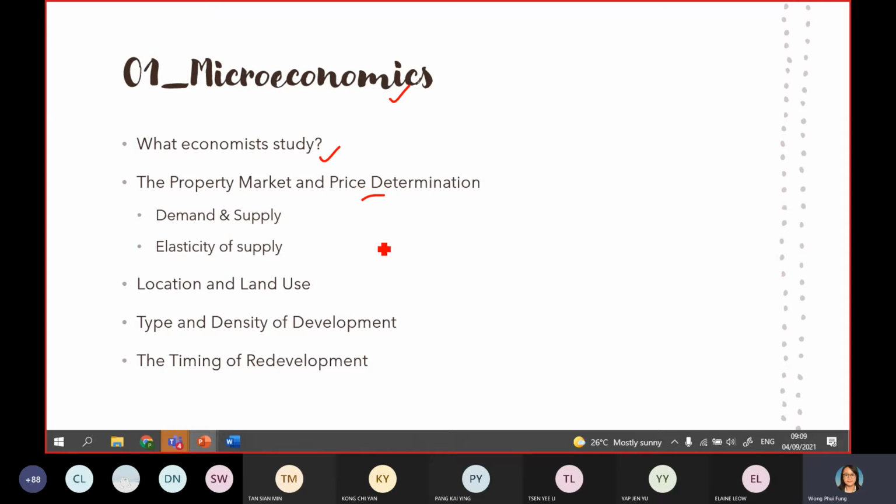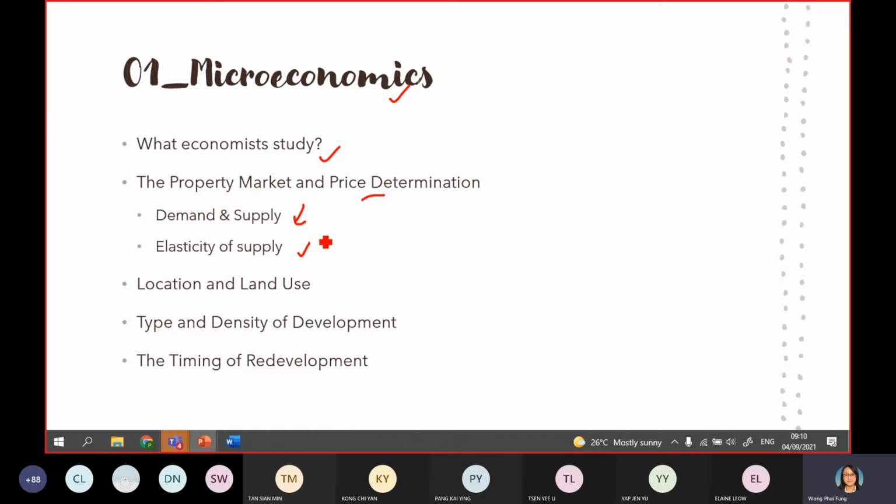Then zooming into the second part, the property market and price determination. In this sub-chapter, you understand that property is very unique, heterogeneous. There are no two same properties, and I introduced that property carries certain characteristics. You can refer back to the lecture for this. After that, we learned about demand and supply and their interactions at equilibrium.